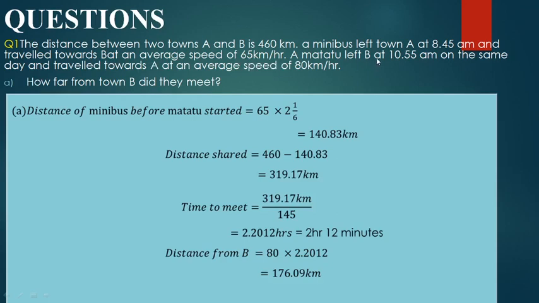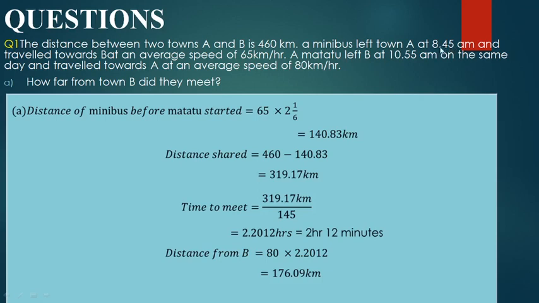A matatu left B at 10:55 a.m. on the same day and traveled towards A at an average speed of 80 kilometers per hour. Remember, this one started at 8:45, and this one, a matatu, which is moving at a higher speed, started at 10:55. They are moving in different directions, and you are told the distance between the two towns is 460 kilometers. So what we do, we find the distance that the minibus, which left earlier, traveled before the matatu started.